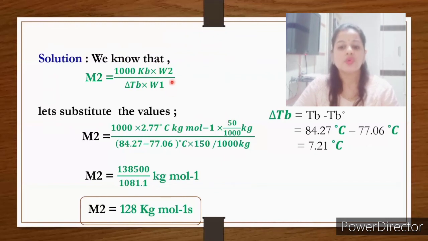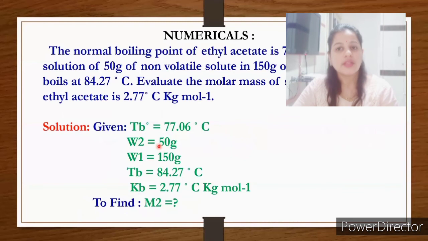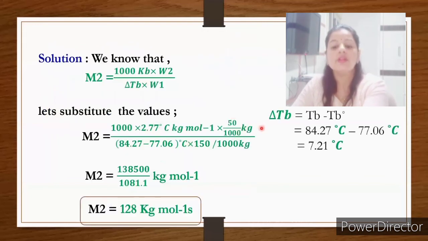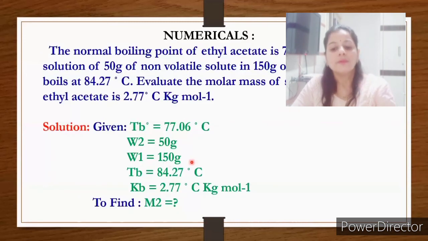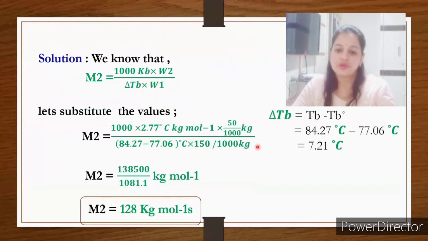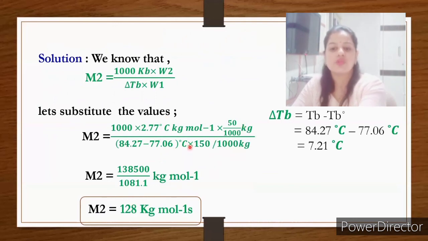So here, 1000 into 2.77 degrees Celsius kg per mole into W2, the weight of the solute. Since we are taking the quantities in kg, we have to convert everything to kg. Here we have been given 50 grams, so it has to be converted into kg by dividing by 1000. So 50 divided by 1000 kg. Now it is upon 84.27 minus 77.06 into W1, which is 150. Again 150 is in grams, so let us convert it into kg: 150 upon 1000 kg.